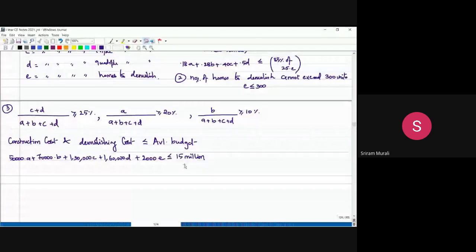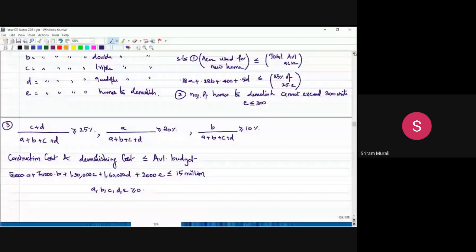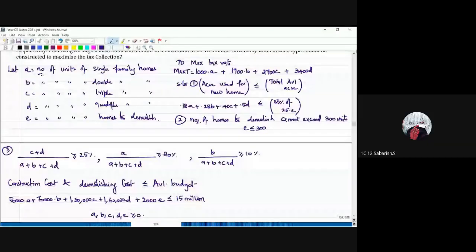Eventually, the units I construct, A, B, C, D, and E, should be greater than or equal to 0. Have you understood the problem? Yes, sir.